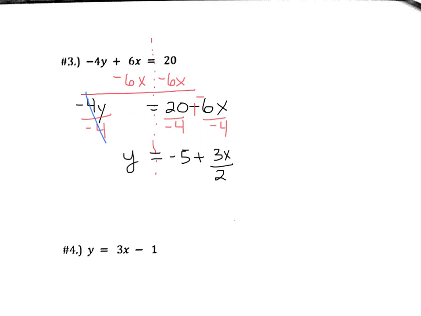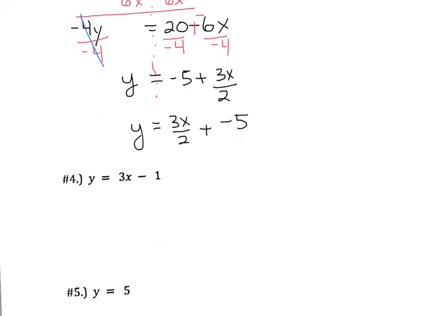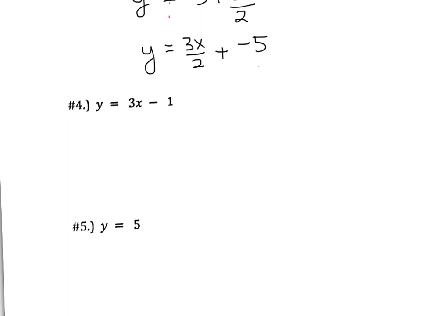It's in the wrong order. You want this constant term to be last. The one that has no variable. So y equals 3x over 2 plus negative 5. And that's function form. All right, let's look at number 4. Oh wait, that's already in function form. That's in function form. We're done.